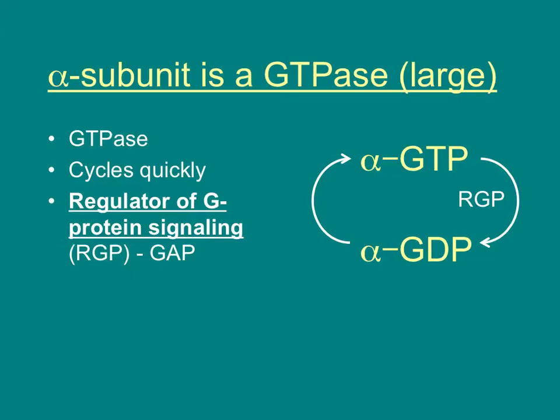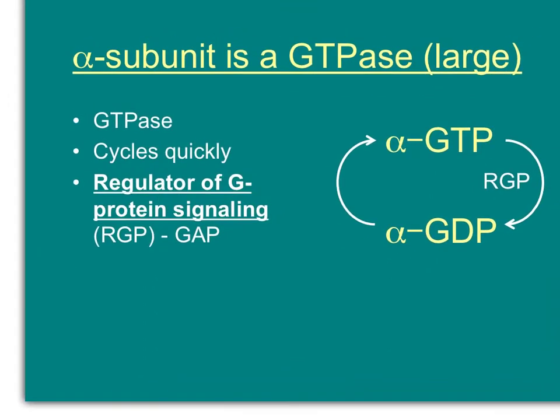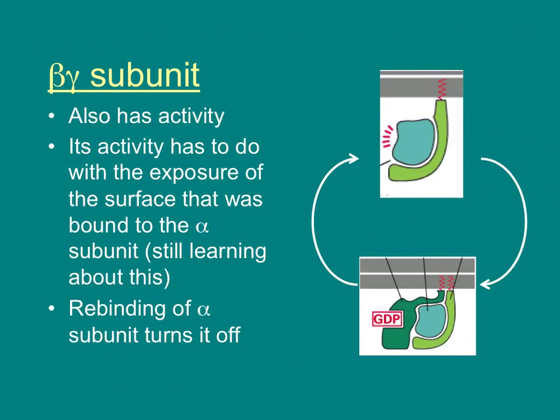And so the alpha subunit has a function. When you get rebinding of the beta gamma, this is back when it's in the GDP form.